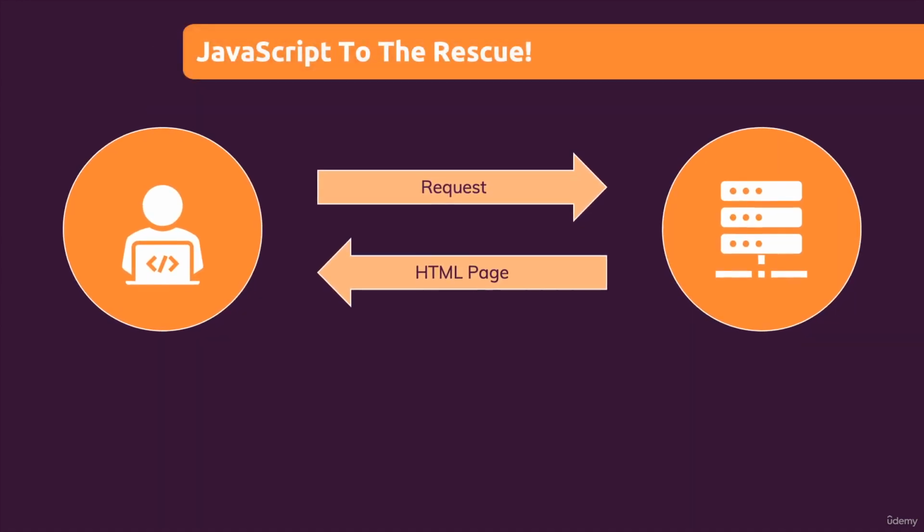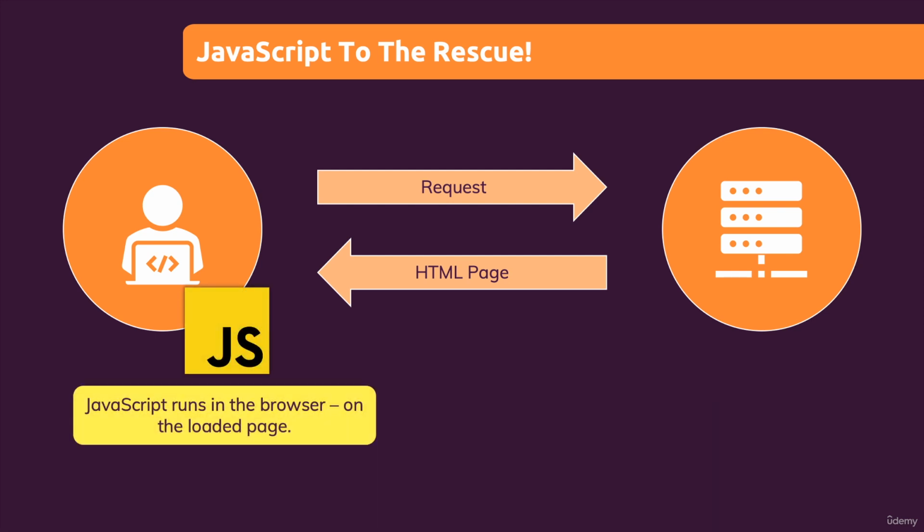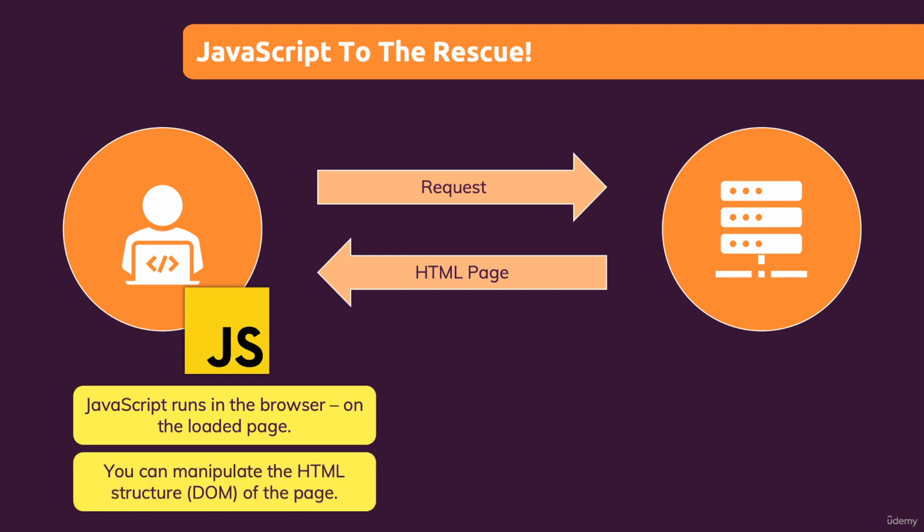JavaScript can help us here. JavaScript can speed this up, and JavaScript in the browser allows us to provide a more modern web application, a more modern user interface. JavaScript has the huge advantage of running in the browser on the loaded page. That means we have a language running in the browser which can be used to change that page without fetching new HTML behind the scenes. Instead, we can manipulate the HTML structure, the so-called DOM, document object model, of a page with JavaScript.